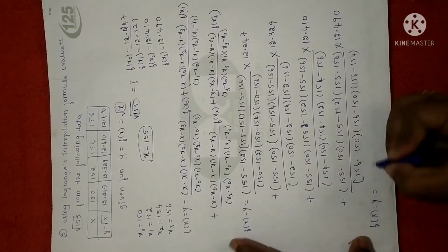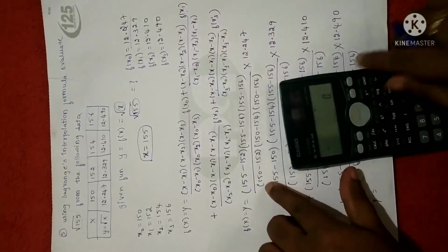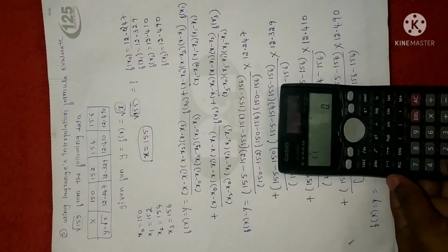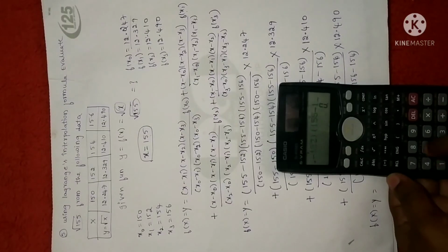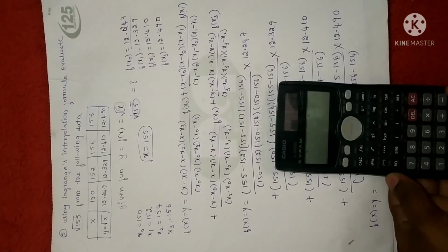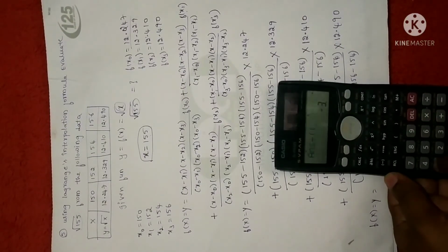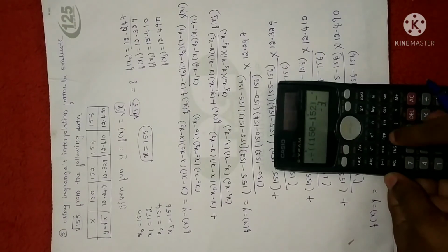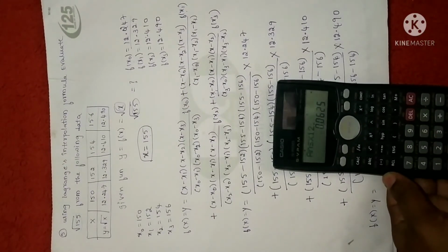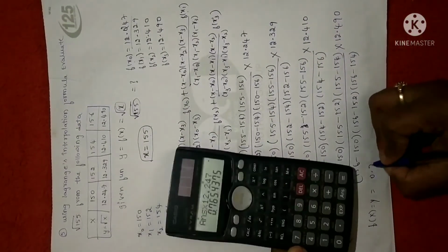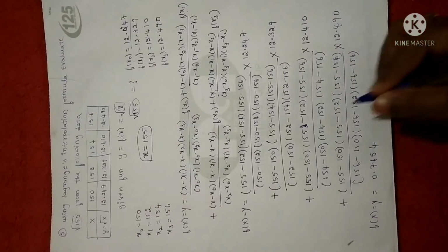Anyhow, I'll again show you one term, only one term in each problem. See here, 155 minus 152, close the bracket, again open bracket, 155 minus 154, again open bracket, 155 minus 156, close bracket 2 times, divided by, again open 2 times, 150 minus 152, 150 minus 154, 150 minus 156, close the bracket 2 times, multiply it with 12.247. So you will get 0.7654. Clear? This is for the entire first term.